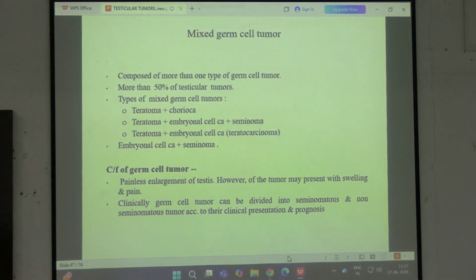Okay, mixed germ cell tumors, already told you, varying degrees of mixture of these germ cell tumors will give rise to mixed germ cell tumors. More than 50% of testicular tumors are mixed germ cell tumors. Examples are teratoma with choriocarcinoma, teratoma with embryonal carcinoma, and embryonal cell carcinoma with seminoma.